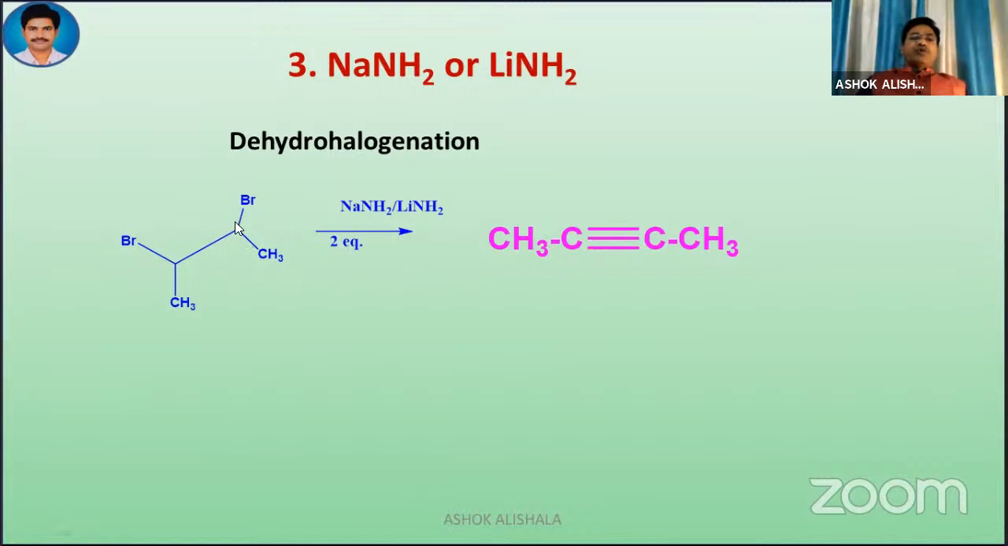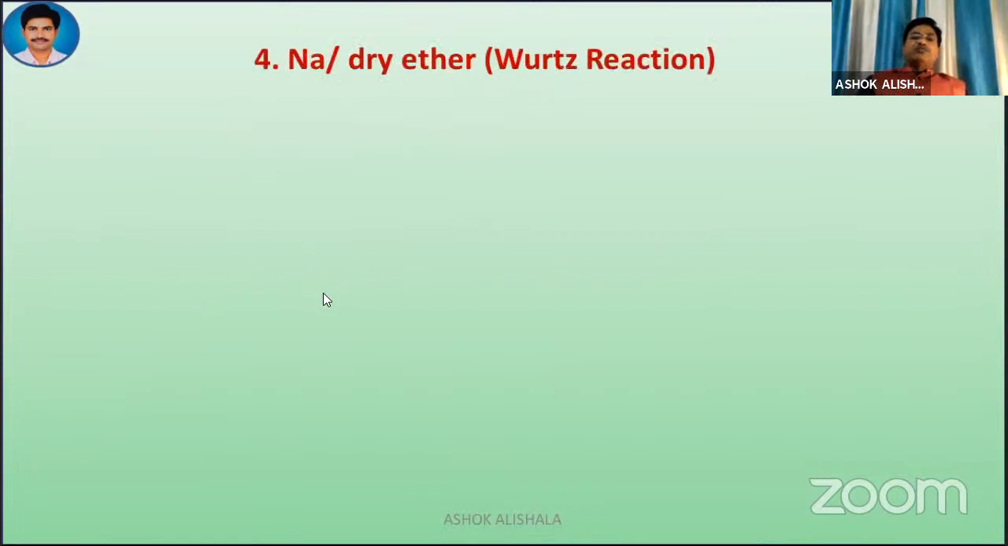Here what happens? Bromine of one carbon and hydrogen of another carbon, and hydrogen of this carbon and bromine of this carbon will be eliminated like this. You remember there is one hydrogen here, and here also one hydrogen. This hydrogen and this bromine are removed in one step, and in another step this bromine and this hydrogen are removed. That's why when you use two equivalents, you will get the compound 2-butyne.